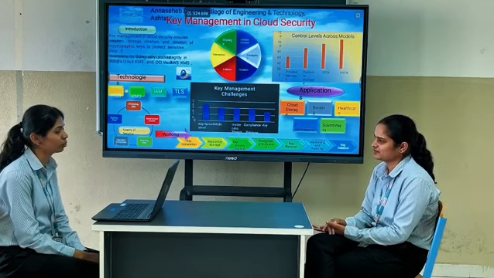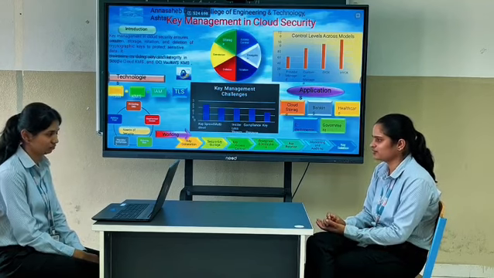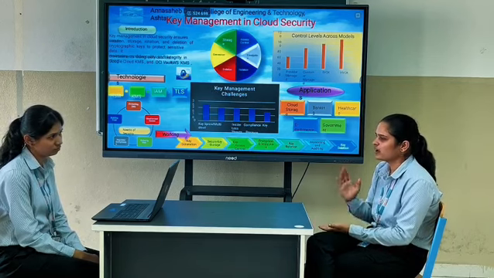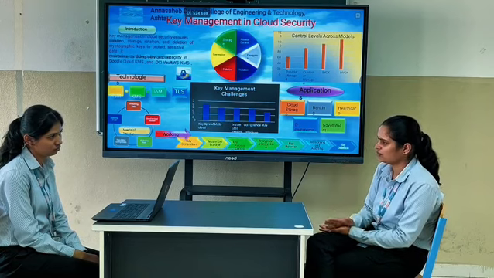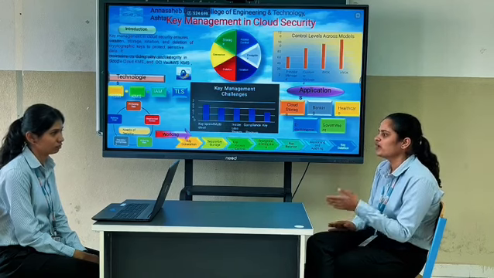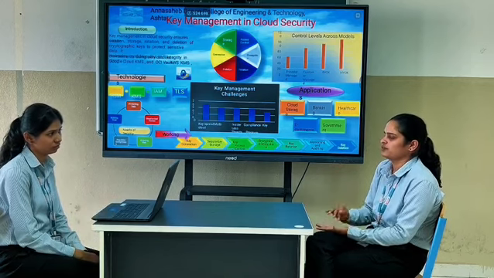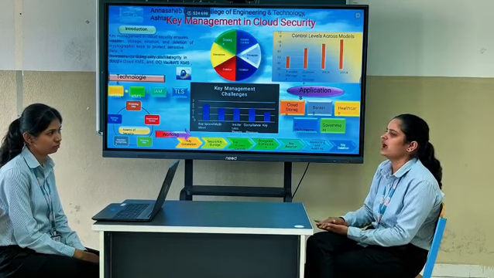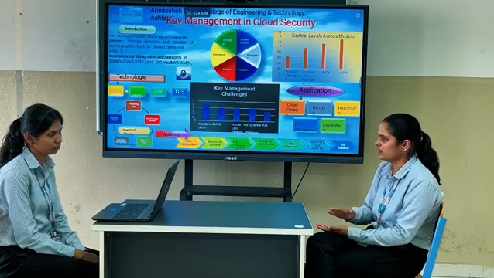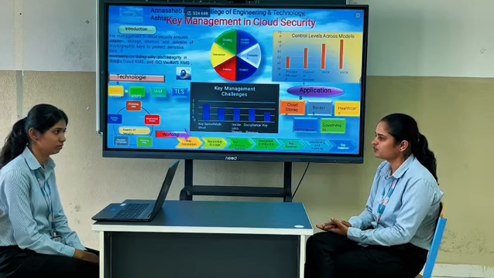What is today's topic and why is it important? Key management in cloud security is today's topic. Its importance is that whenever we are storing data on the cloud, like Amazon Web Services or Alibaba or other services, we have to manage all this data. Our data is very sensitive and we have a lot of personal information, so managing all the data using encryption and authentication is very important. That is the importance of today's topic.